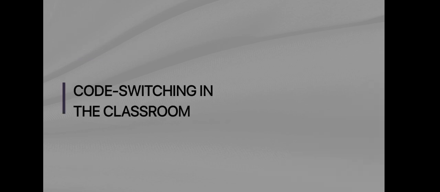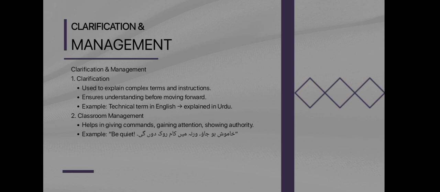Code switching in the classroom. Clarification: teachers often switch to the students' native language to make difficult concepts easier to understand. This is especially useful when, for example, a science teacher explains a technical term in English and then gives the explanation in Urdu to make things easier. Like: खामोश हो जाओ वरना मैं काम रोक दूंगी. This is a sentence teachers use to make their language easier.